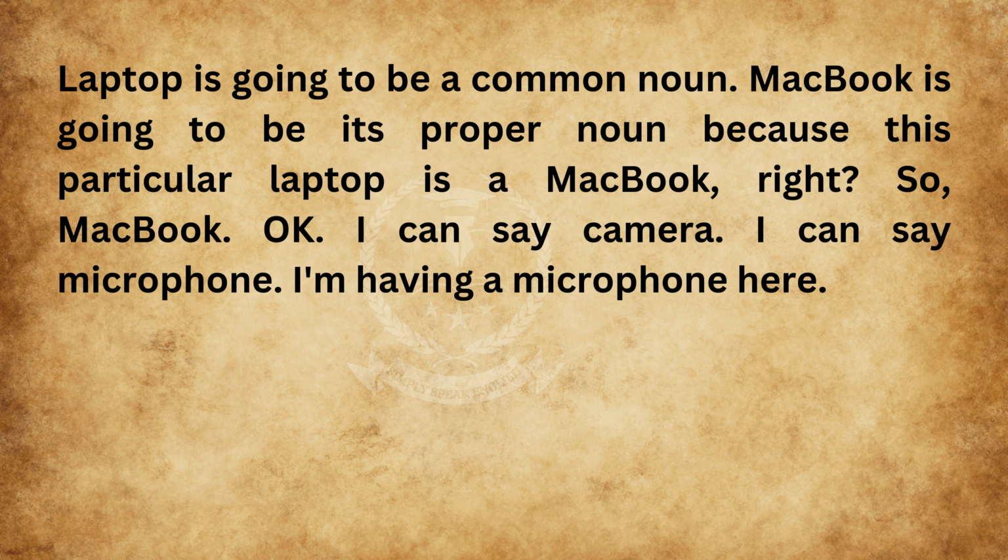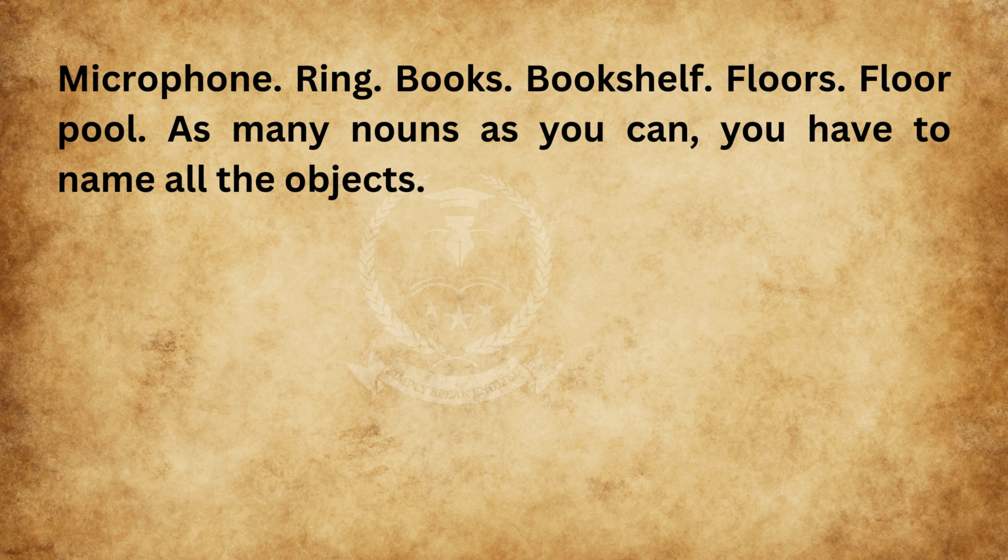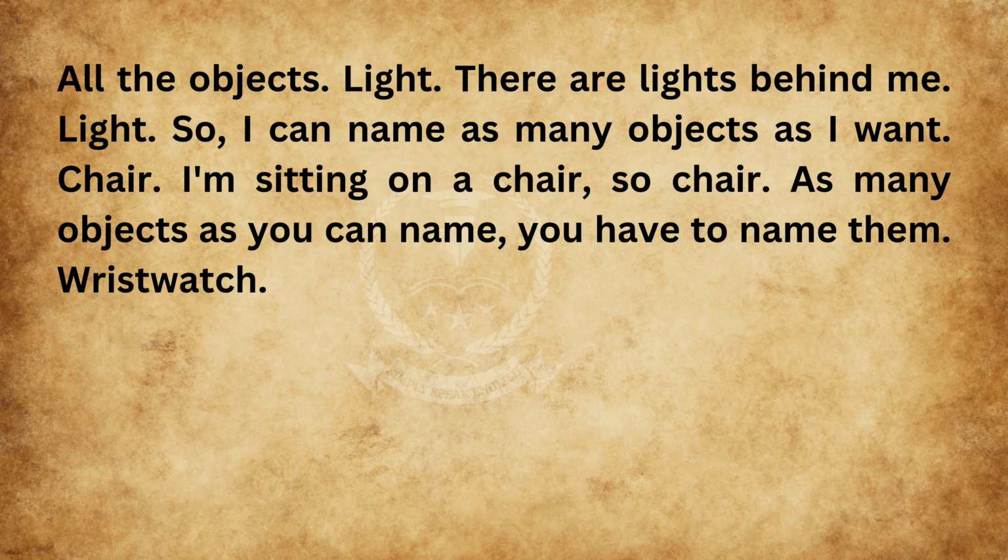So, MacBook. Okay. I can say camera. I can say microphone. I'm having a microphone here. Ring. Books. Bookshelf. Floors. Floor pool. As many nouns as you can. You have to name all the objects. Light. There are lights behind me. So, I can name as many objects as I want. Chair. I'm sitting on a chair, so chair. As many objects as you can name, you have to name them.